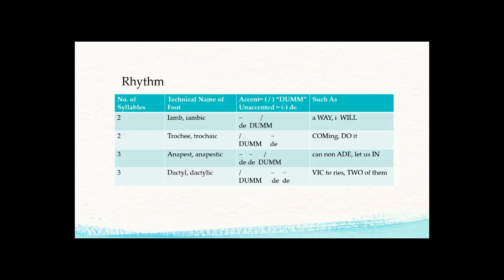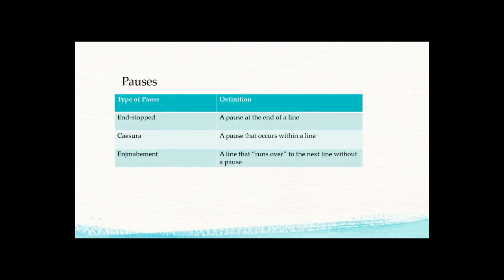We won't see quite as much anapest and dactyl, but that's just the use of three syllables, and again you can see there the structure of the stressed and the unstressed. Pauses are something that you will begin to look at more closely, especially when we look at very classical poetry. So we have the end-stopped line. That's the pause at the end of a line.